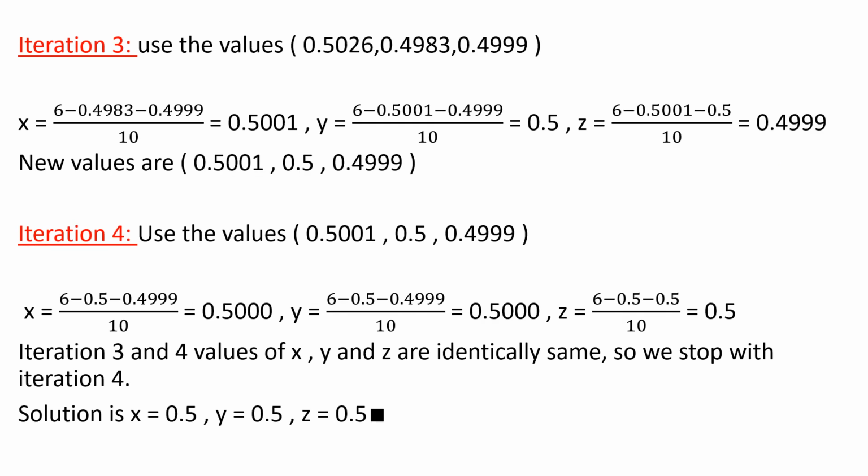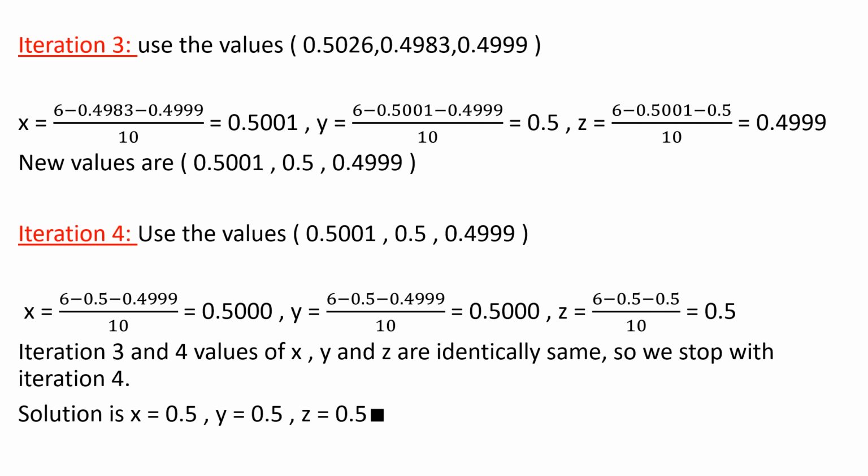Iteration 3. We use the previous values 0.5026, 0.4983, and 0.4999. x is equal to 0.5001, and use that value to find y. You will get y as 0.5. Use the new value of x, 0.5001, and 0.5 to find the value of z. You will get 0.4999. So our new values of x, y, and z are 0.5001, 0.5, 0.4999. Now these are the ordered pair that we are going to use for iteration number 4.